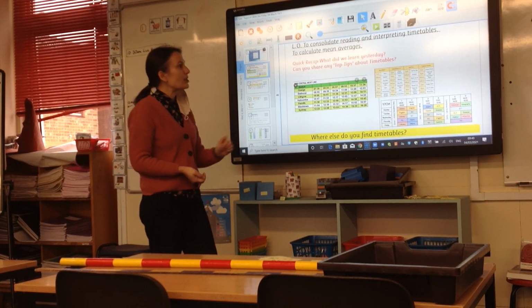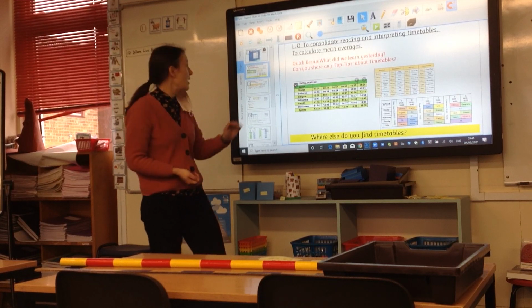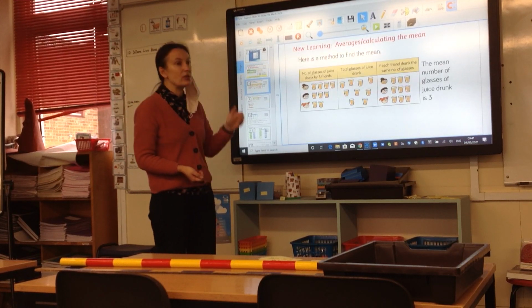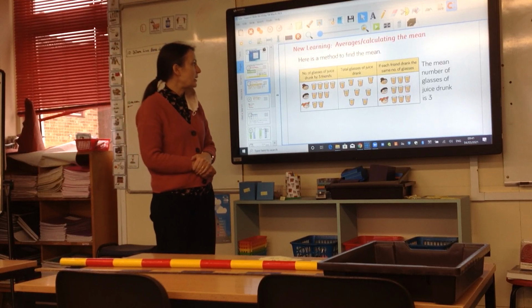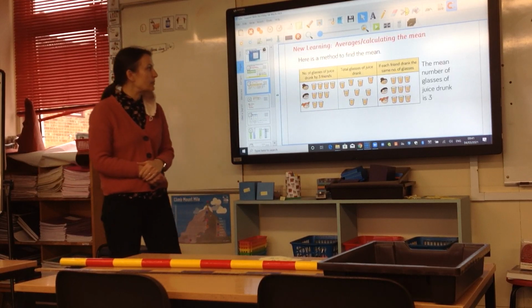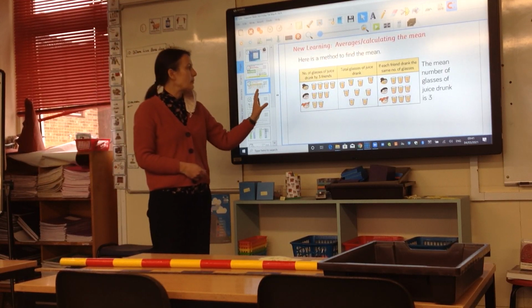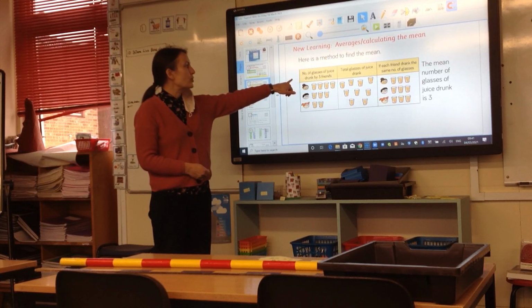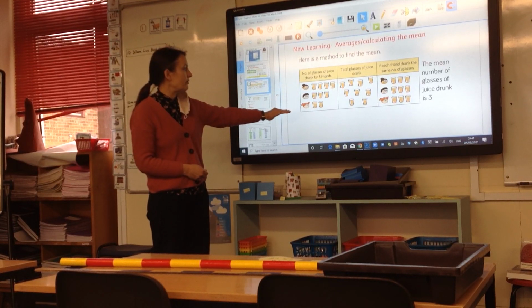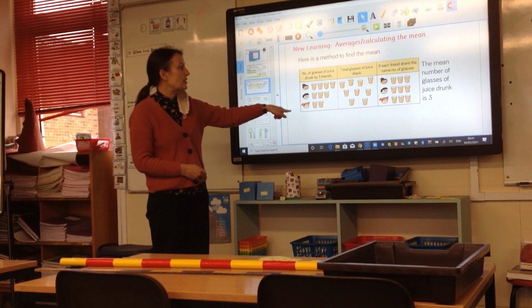Okay, we're going to move on our learning today to looking at calculating mean averages. So this is new learning for us now. Okay, so this is a calculation of how somebody has calculated the mean number of glasses drunk. So let's just understand the table first. We've got the number of glasses of juice drunk by 3 friends. So we've got the 3 friends there and how many. You can see they've drunk different amounts.